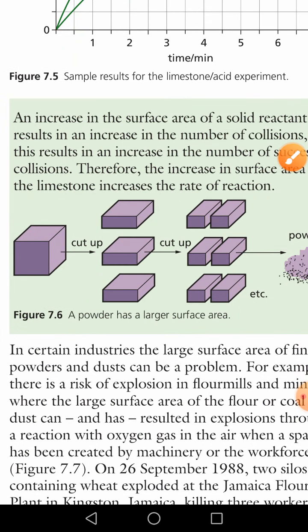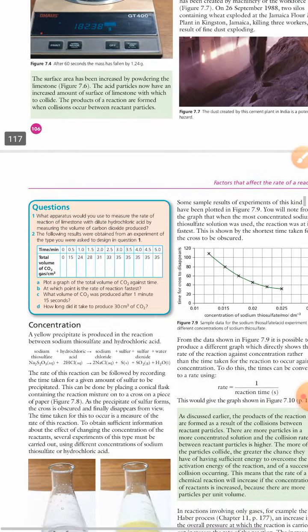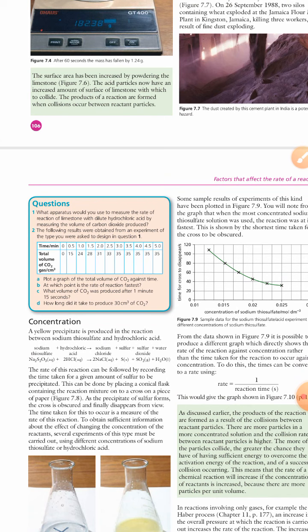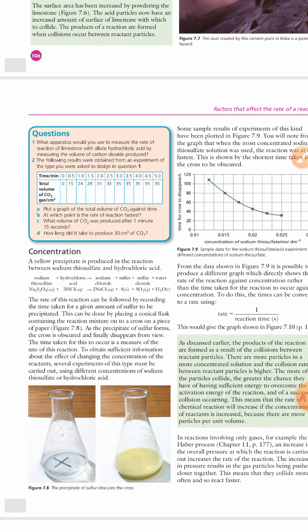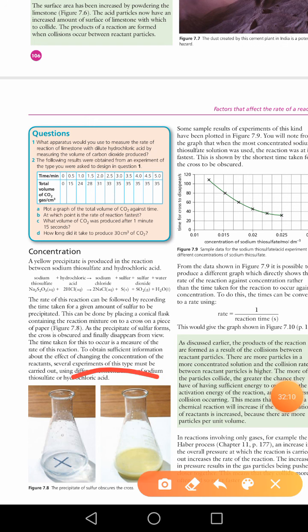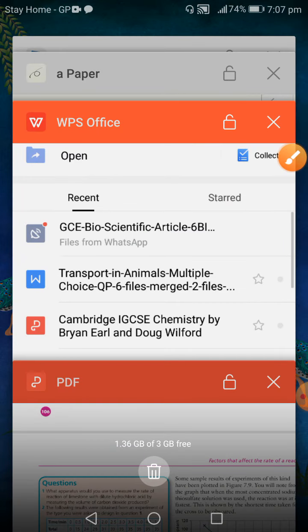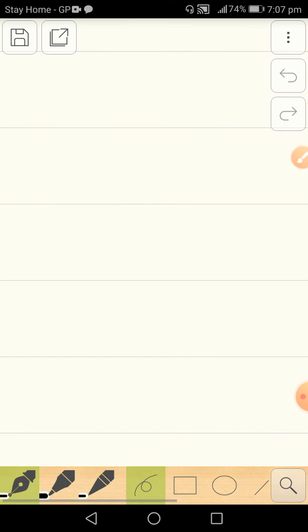Now let's go into the second factor, which is the concentration. Simply, increasing the concentration would increase the rate of reaction. I will show you this experiment in the class. It's not possible to show the experiment right now in the video. Okay, let's go to the discussion of concentration.